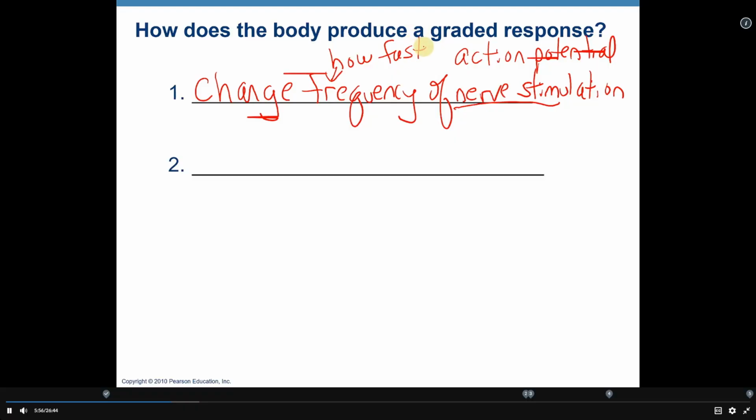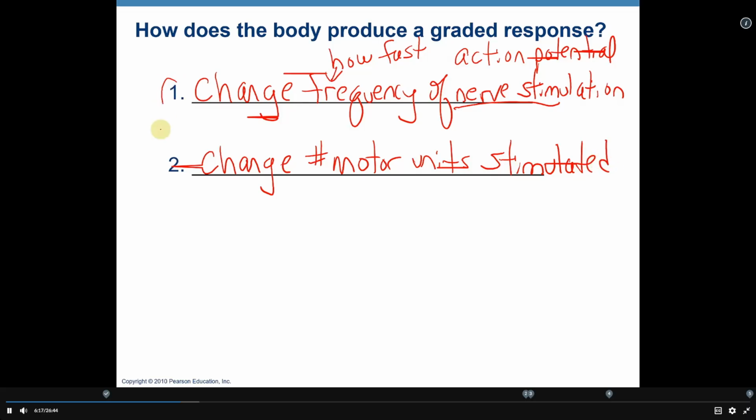So you can produce a graded response by changing how fast the action potential arrives at the muscle. The other thing that happens is the number of motor units are changed. So you change the number of motor units stimulated.